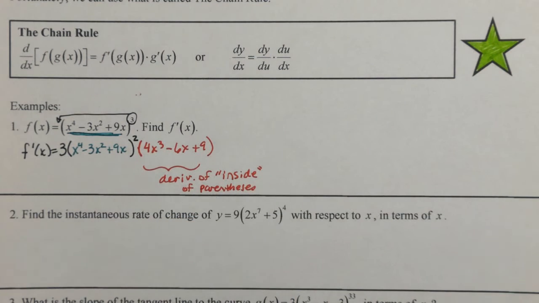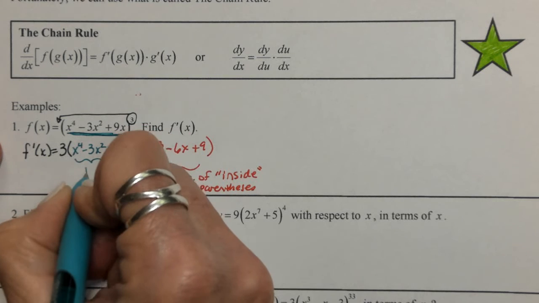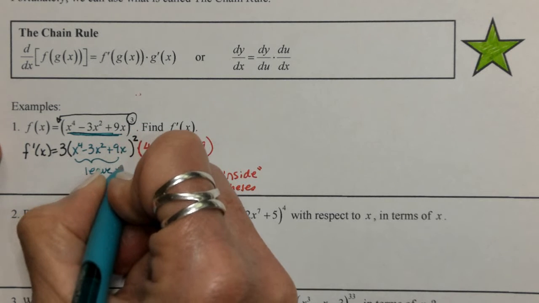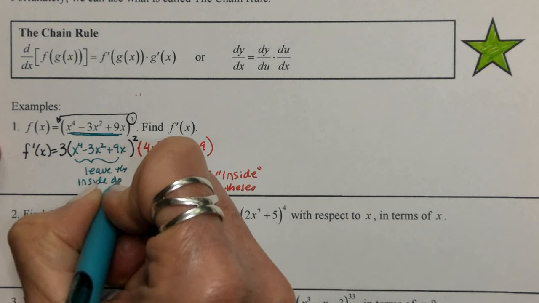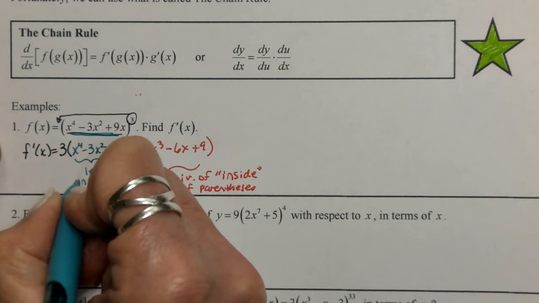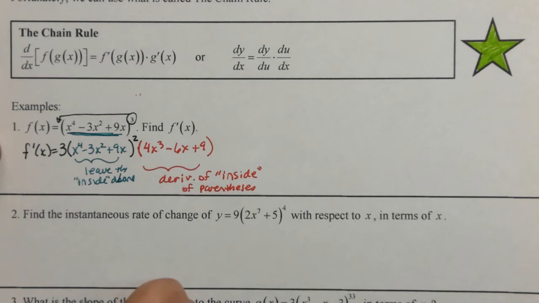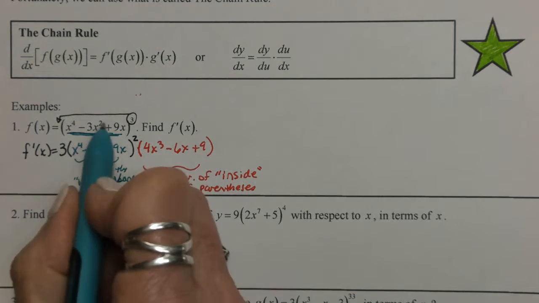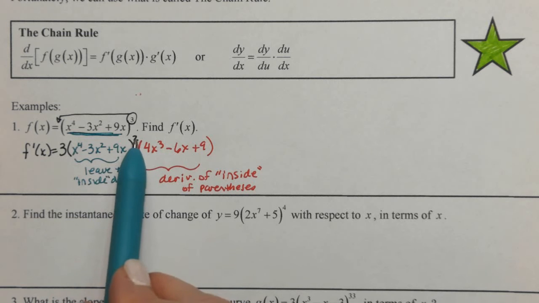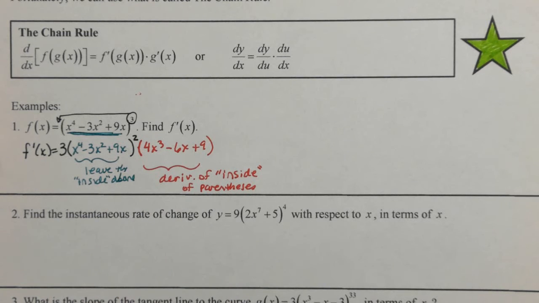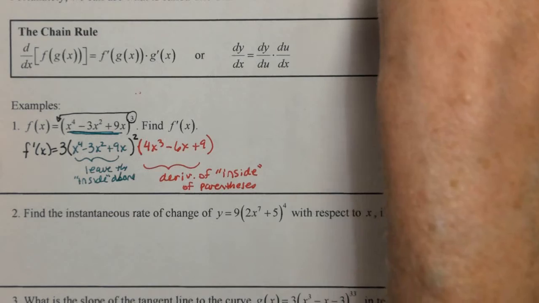Okay? And again, let me reiterate, leave the inside alone. Again, I'm using that term inside. That was inside of your original parentheses. Leave the inside, reduce your power by 1. Lastly, multiply by the derivative of your inside.